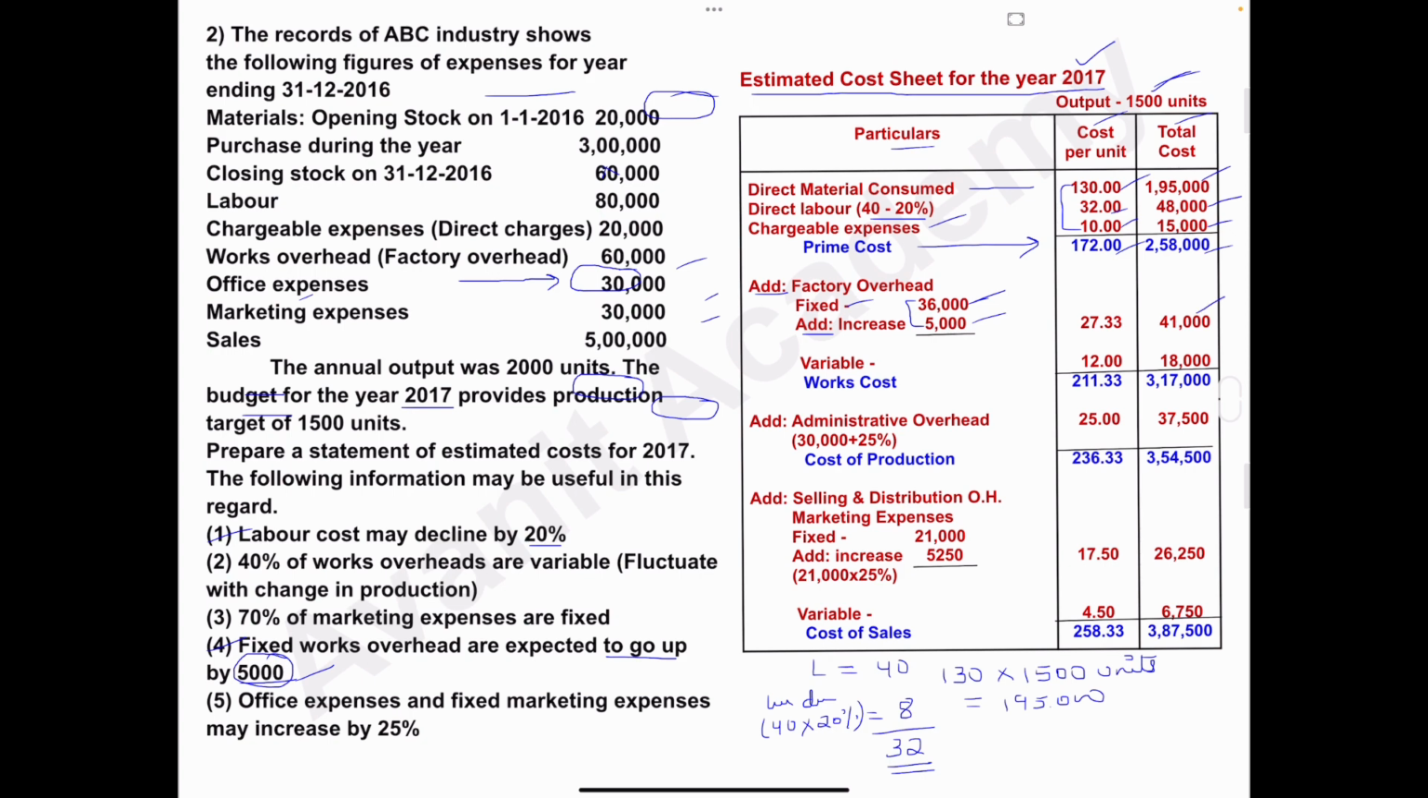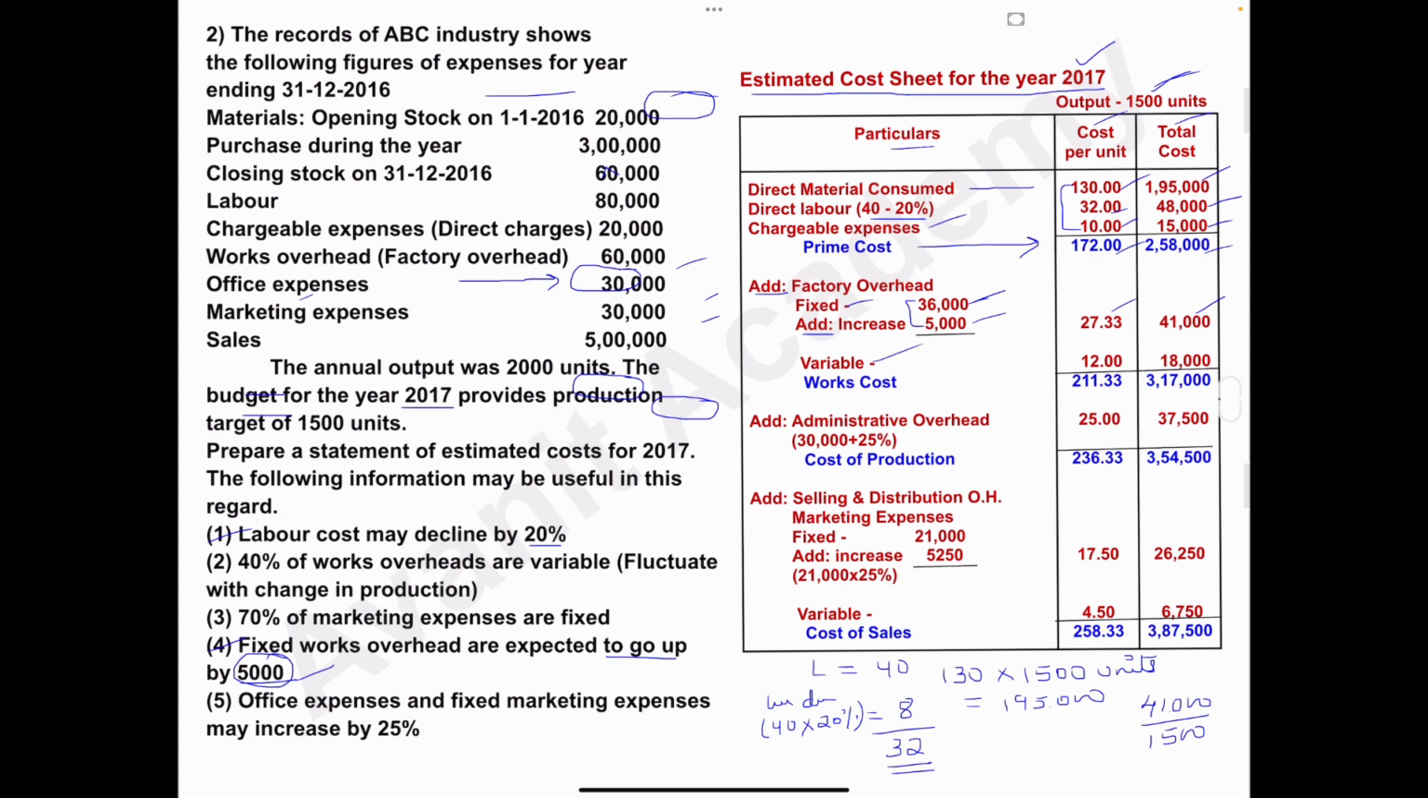41,000. To get cost per unit, what you will do? 41,000 divided by 1,500. Okay, 41,000 divided by 1,500. And you will get 27.33.